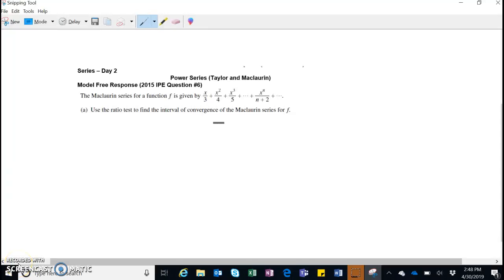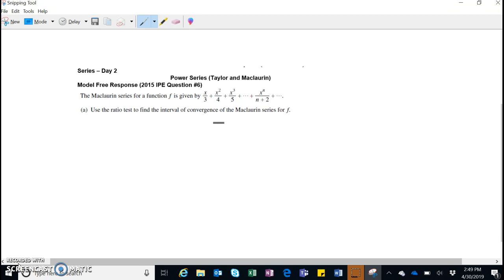I'm on page 31 of your BC Topics review packet. Make sure you're in the right packet. I've noticed some of you getting a little mixed up with where we're at, but I'm on page 31 in our series work. So I want to talk you through another free response today. This one more heavily emphasizes Taylor and Maclaurin as opposed to those convergence tests that we talked about today. So find your way to your notes and we're going to go ahead and start this one.